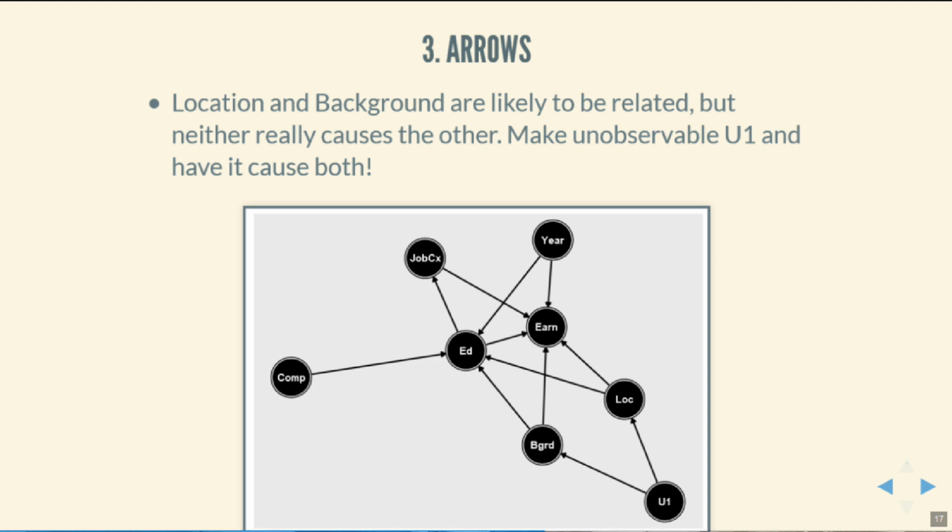I tend to write these in as U, for unobserved, because maybe I can't measure them. But I think that some sort of unobserved factor, maybe I don't even know what it is, is causing both of those things. So I draw an arrow from U to both of those things. And that shows that they're going to be correlated, right? Because you can sort of see how they're related to each other through U, but neither of them causes the other directly. And that's it. That's how you draw your causal diagram.